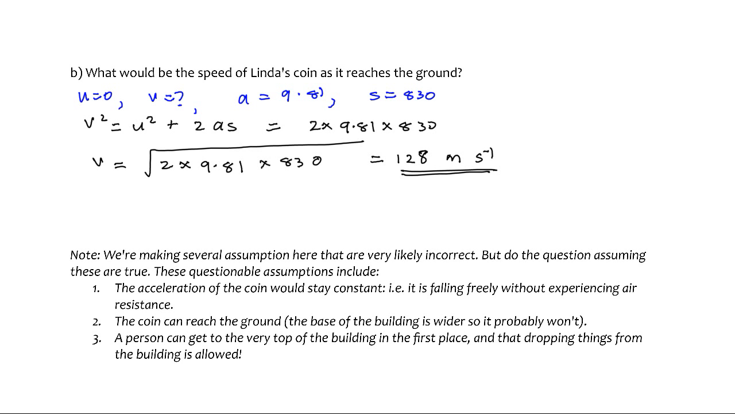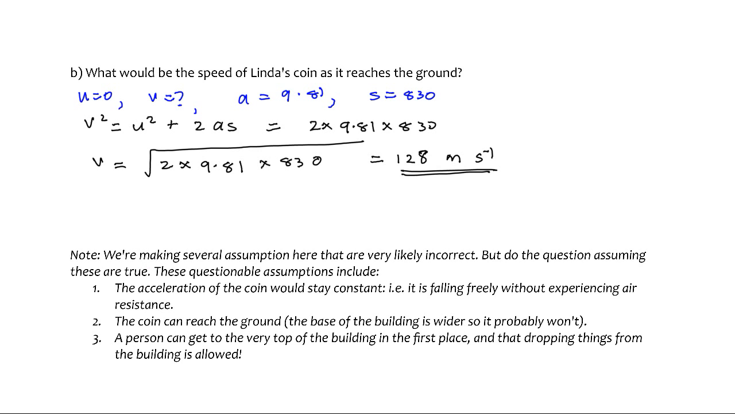Yeah, I think it actually works out. So 2 times 9.81 times 830, square root of that. Yes, I still get the same value, but it's unlikely that this will actually reach this value, for the reasons that I've written down here. So this question is not a very good question because we're making some assumptions that are very likely incorrect, but we did the question assuming these are true because it's an interesting question to do.